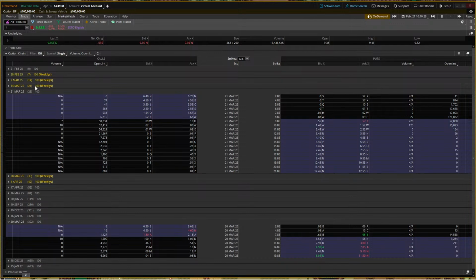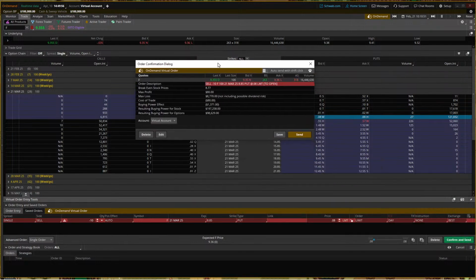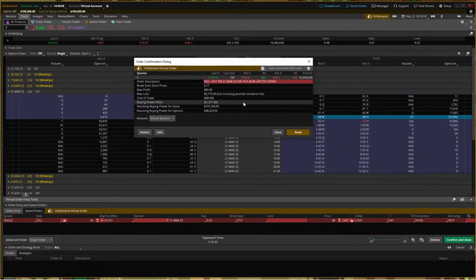Board's a tough one sometimes to do this with. Here's what we can do. We'll do 10 of these. And then we can review everything right here.